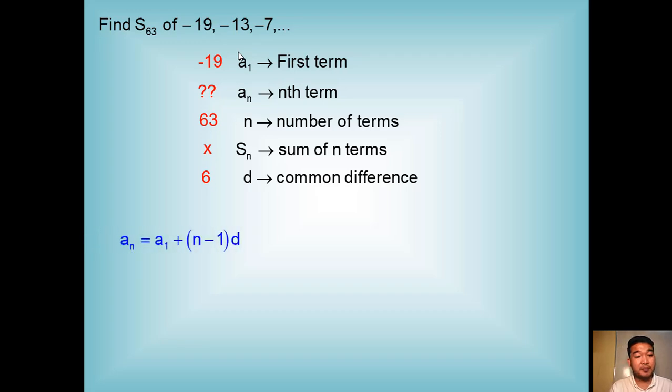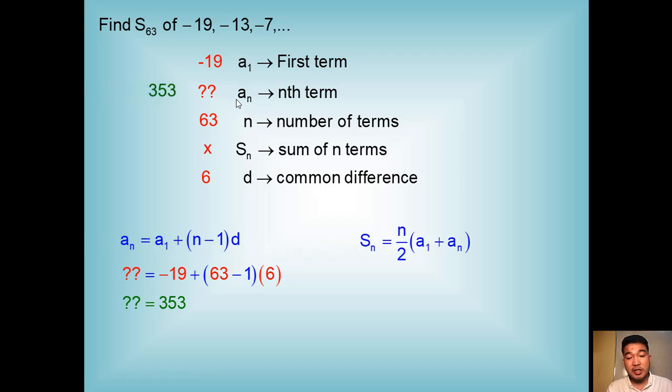So what do we do now? A sub n is equal to a sub 1 plus n minus 1 times d, because we need to have a sub n for us to solve for s sub n. So we solve for a sub n, our code is double question mark. So double question mark now is equal to negative 19 plus 63 minus 1 times 6. Simplifying it, the double question mark is 353. So a sub n is equal to 353.